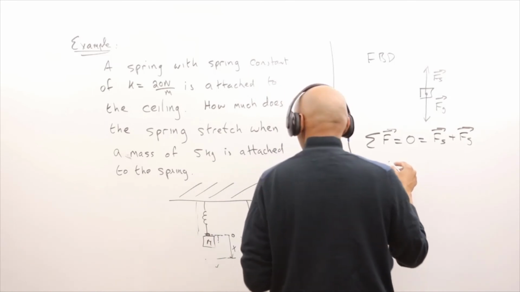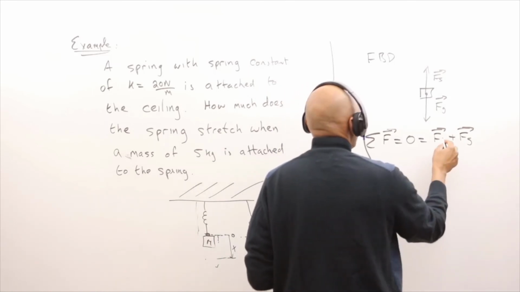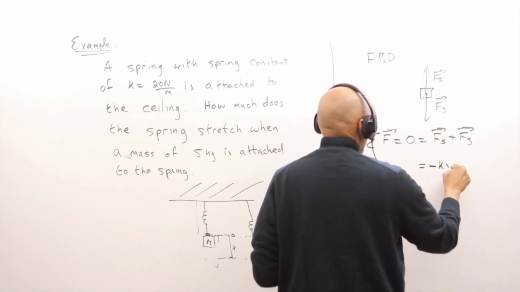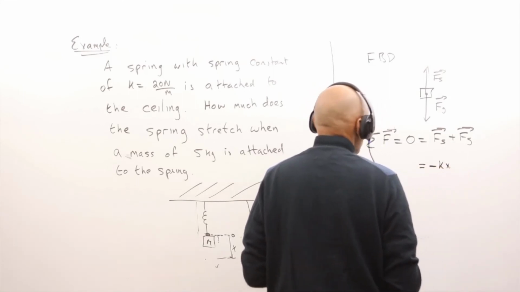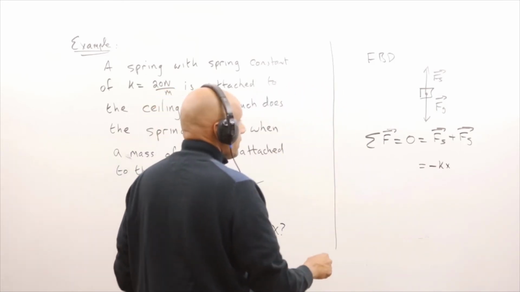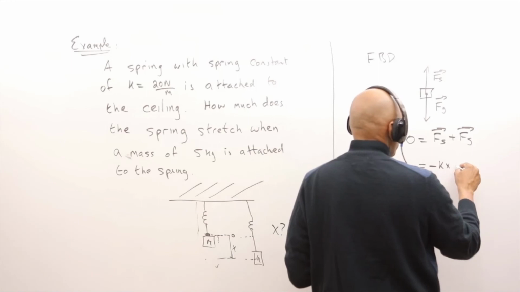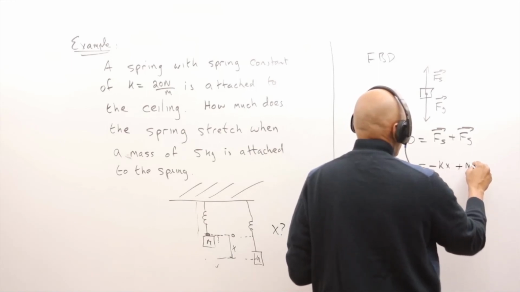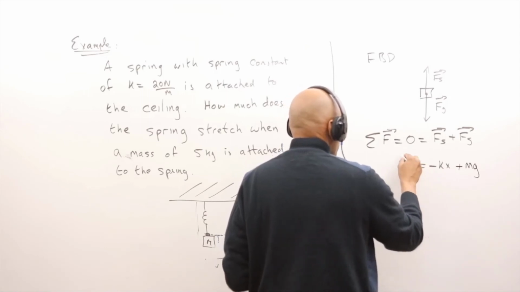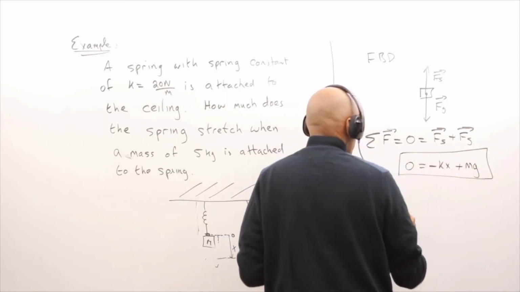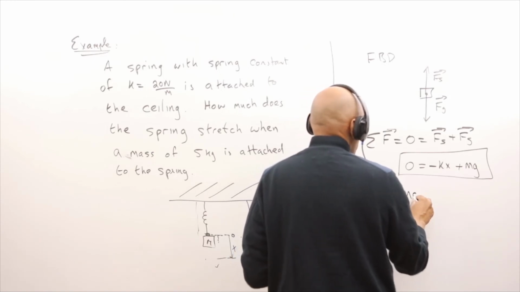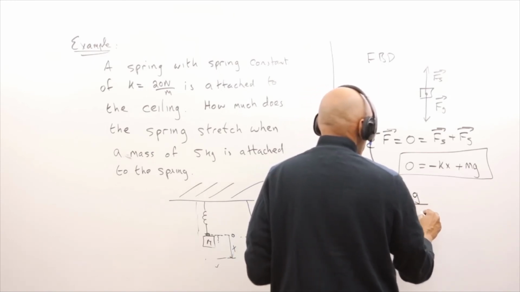And the force of the stretch is given by minus kx. And I have to be a little careful about the direction. Notice that I'm using positive as down, and the force of gravity, since it's already pointing down, would be mg. And so if we solve for x, we'll see that x is equal to mg over the spring constant.